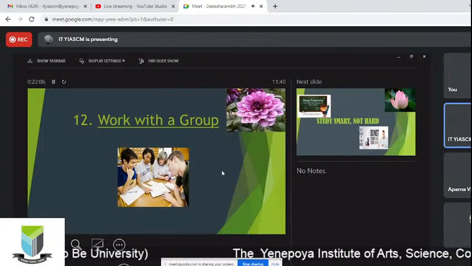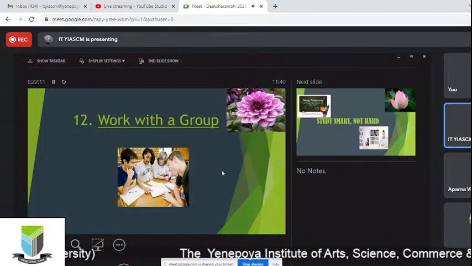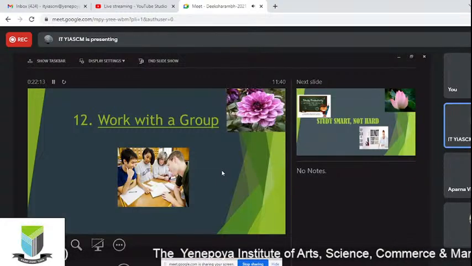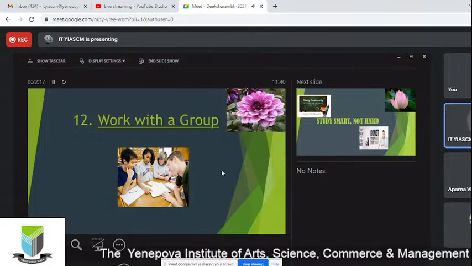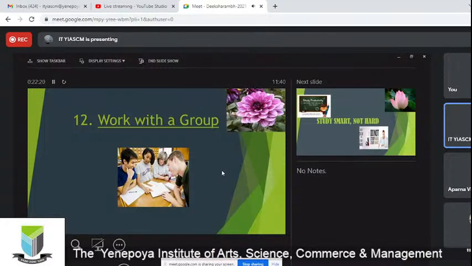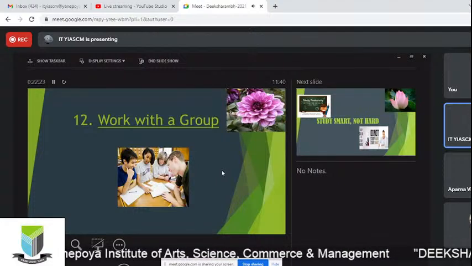The last tip on how to study effectively is work with a group. Here, work with a group means, what is the meaning? Work with a group.